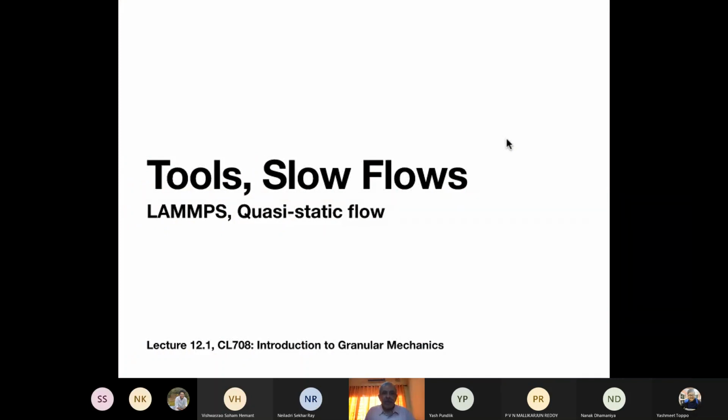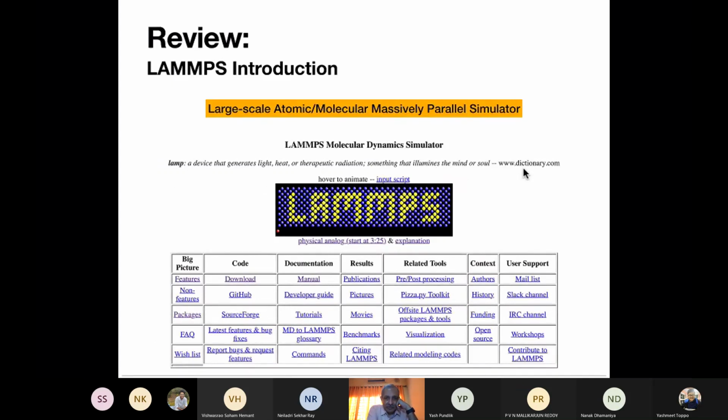So last time, that is the final lecture I wanted to take on the tools. We've learned two types of things. One is vectors and tensors, and the other is this simulation method. And today I'm going to talk a little bit about slow flows. So we got introduced to LAMMPS.